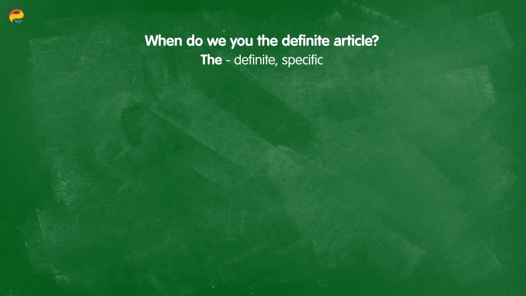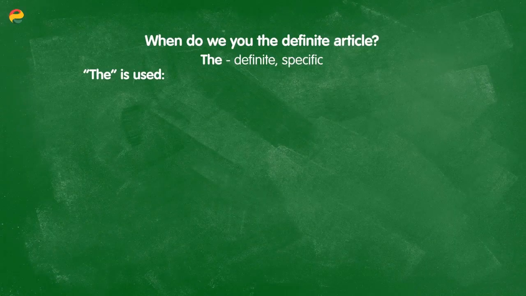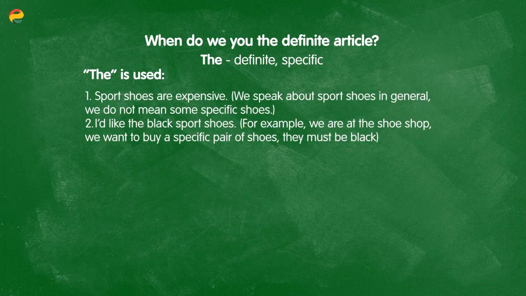The definite article, the, is used when we're referring to something specific or definite. It is something that we know. It's that particular one. For example, the hand I am showing you, this hand here. Let's look at a few more examples. I can say, for example, sports shoes are expensive. Now here, I'm not using the. But if I say, I want the black sports shoes, here, I want that pair.